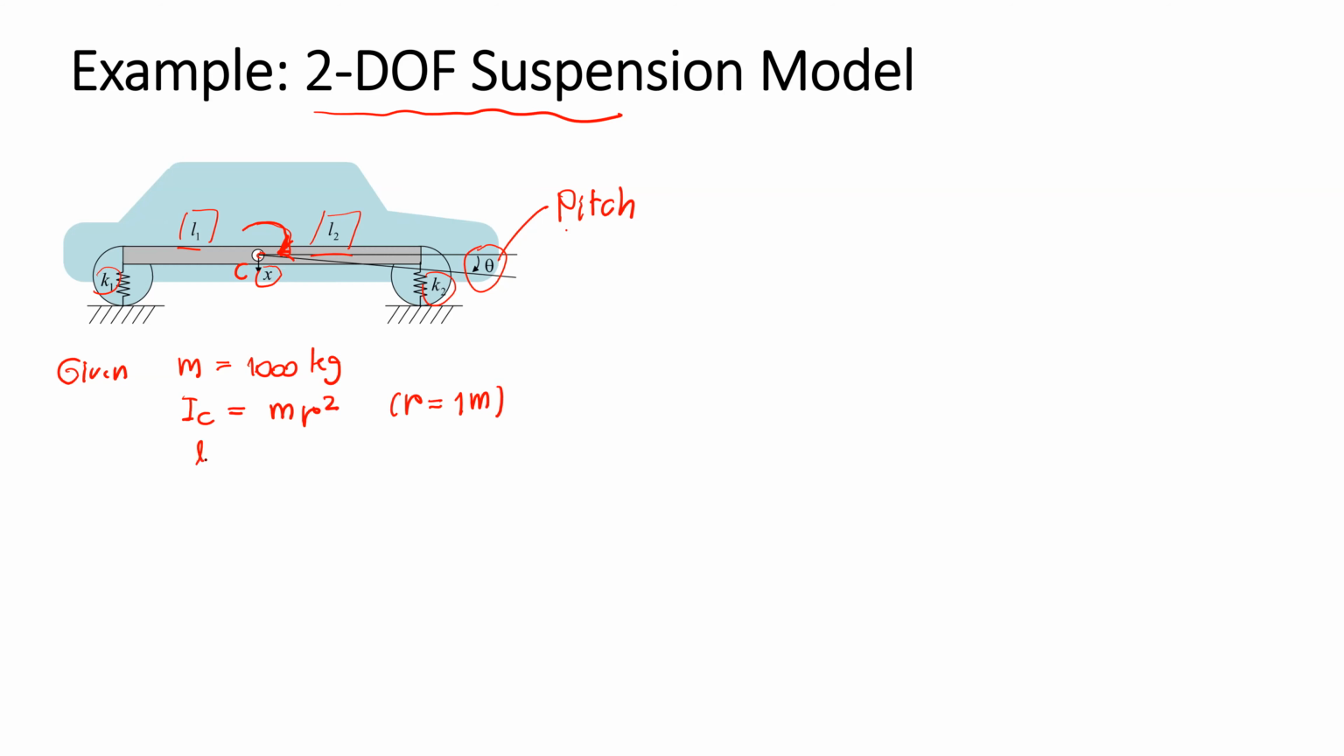And let's assume L1 equal to 1 meter, L2 equal to 2 meters, and K1 is equal to 40 kilonewtons per meter. K2 also has the same stiffness, 40 kilonewtons per meter.